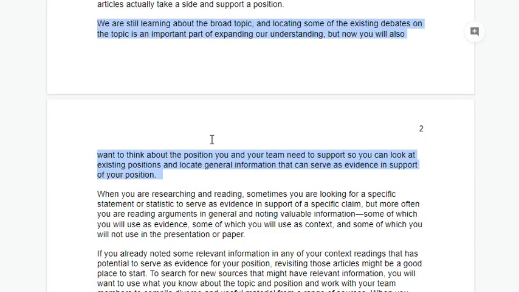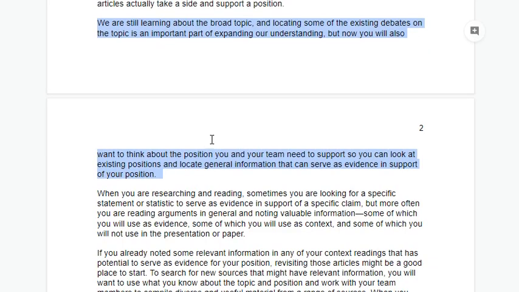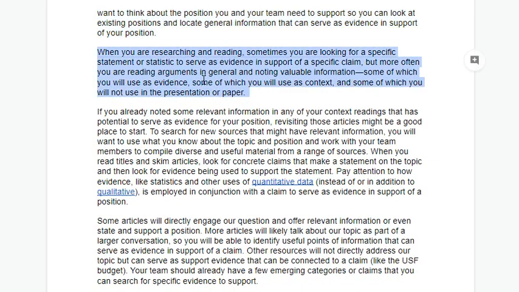But now you will also want to think about the position you and your team need to support so that you can look at existing positions and locate general information that can serve as evidence in support of your position. When you are researching and reading, sometimes you are looking for a specific statement or statistic to serve as evidence in support of a specific claim.